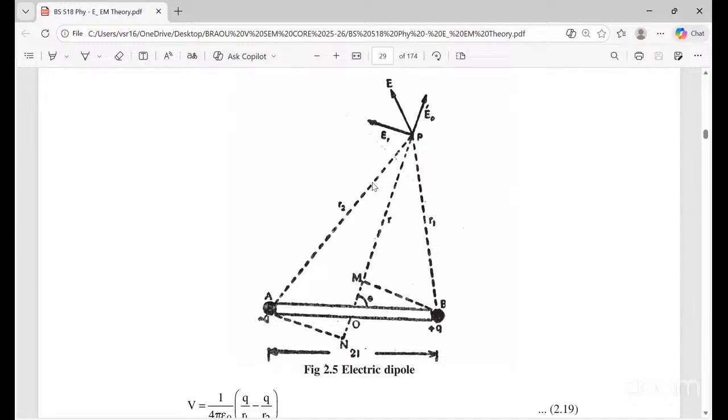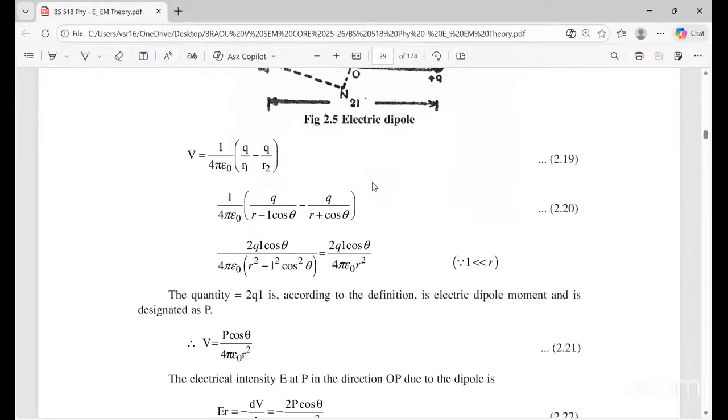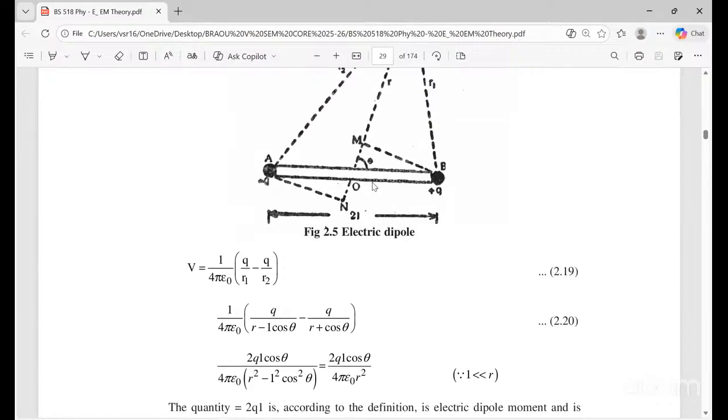So first of all, if you want to calculate the electric dipole value for two opposite charges, first calculate the V value individually, later you can easily substitute. The V value gives you 1 by 4 pi epsilon naught times Q by R1 minus Q by R2. And draw two normals on the axis of the dipole. BM is one normal, and AN is the other.